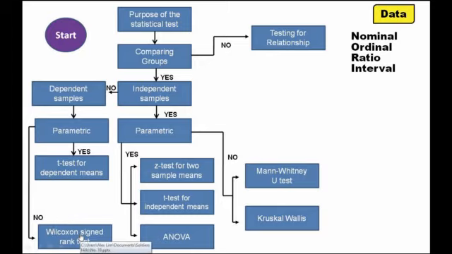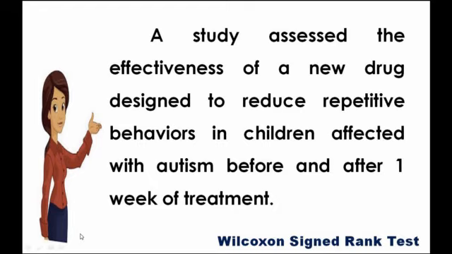An example of a Wilcoxon Signed Rank Test problem is that a study assessed the effectiveness of a new drug designed to reduce repetitive behaviors in children affected with autism before and after 1 week of treatment. Now, this is a Wilcoxon Signed Rank Test for the reason that we only have one set of group, and that is a group of learners with autism.